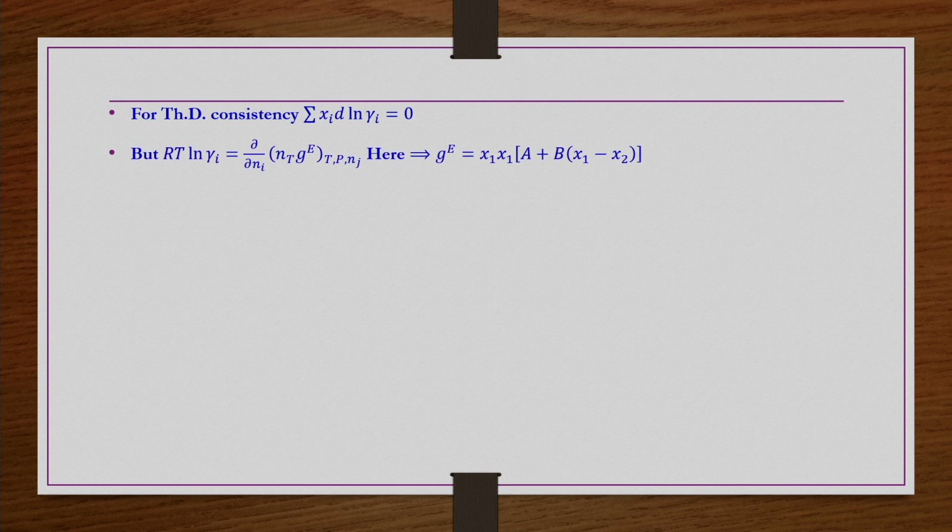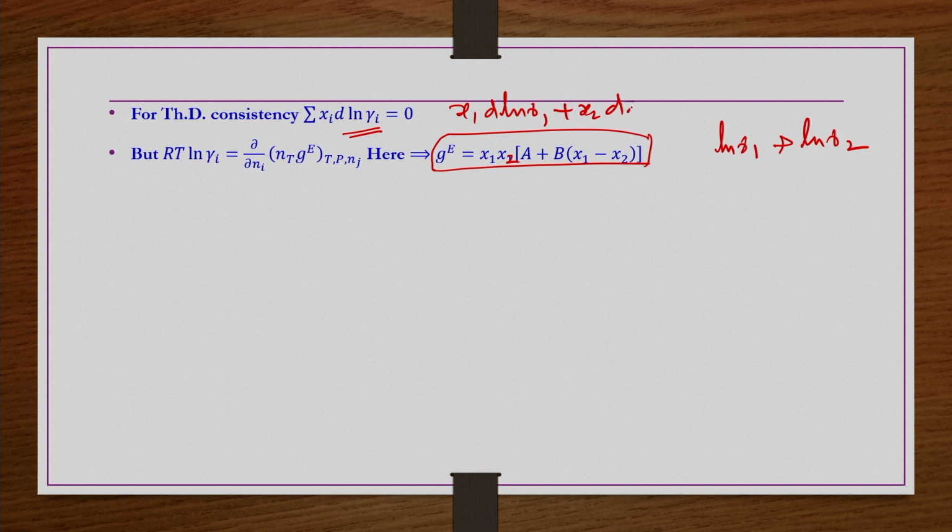Here we have two components. For these two components, Ge is given by x1 x2 multiplied by A plus B multiplied by x1 minus x2. This is the Ge given. We need to know ln gamma 1 and ln gamma 2, because for these two components we have to check whether x1 d ln gamma 1 plus x2 d ln gamma 2 becomes 0 or not. If it becomes 0, then this model is thermodynamically consistent, that is what we can say.